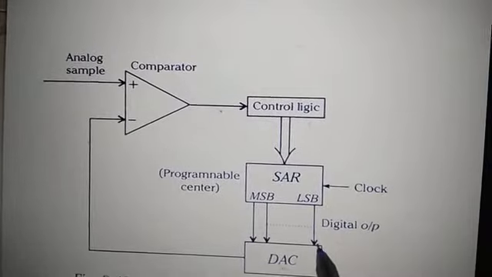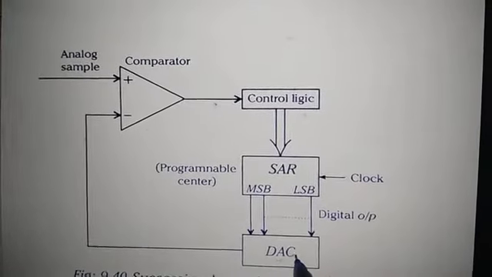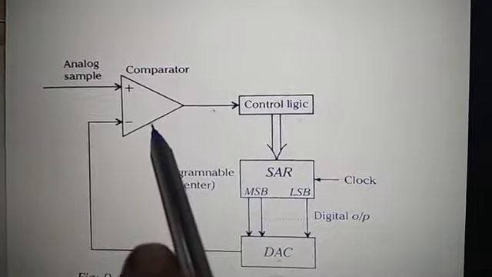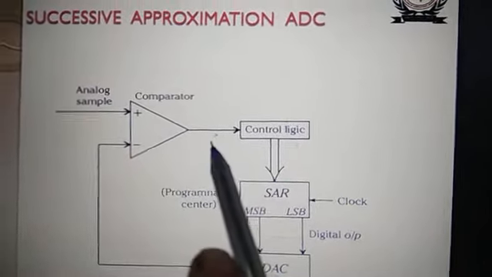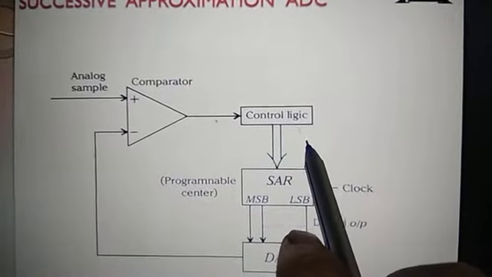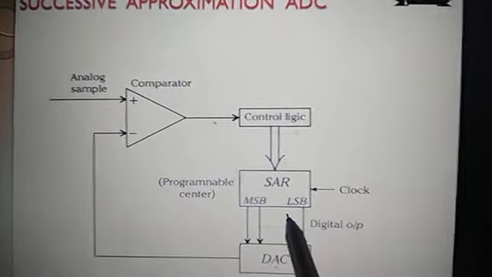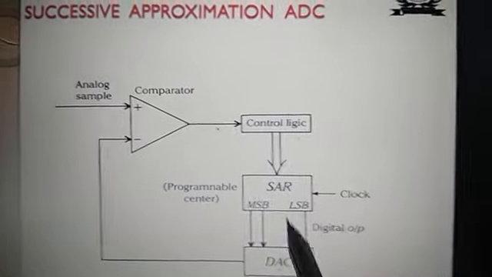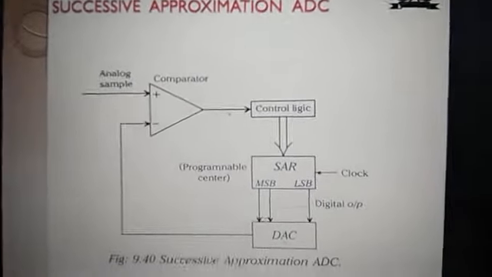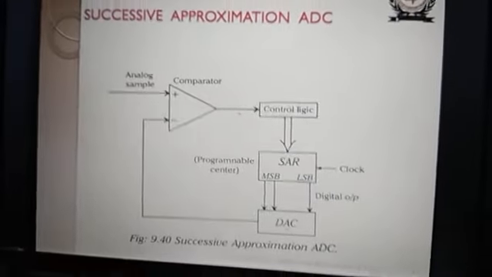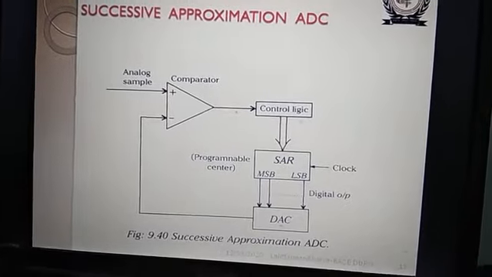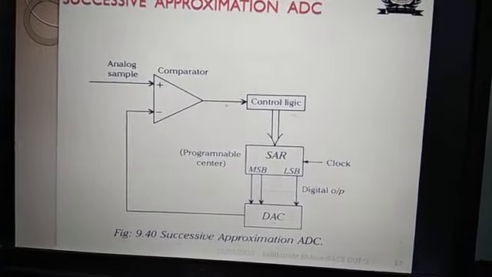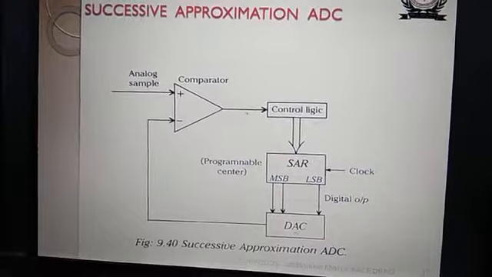And if there is a change in bit position, DAC will observe it, and again it will be given to the comparator. It will compare with the analog input, and this comparator output is again given to the control logic. Control logic output is given to the SAR, and SAR will change according to the bit position. Successively it will happen, approximated bit by bit successively, and it will provide the output, analog to digital output.